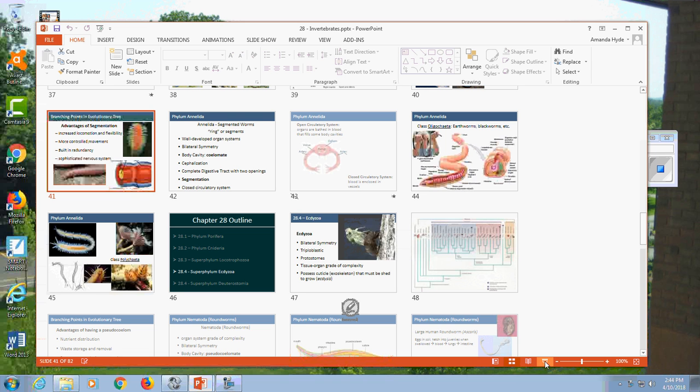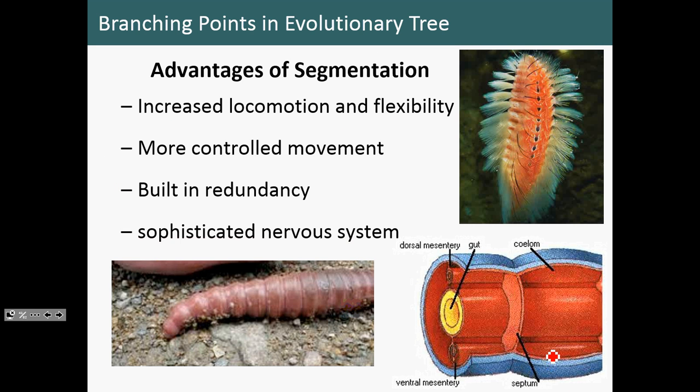Okay, so we'll pick up with where we left off in invertebrates and hopefully sort of start to round this all out.